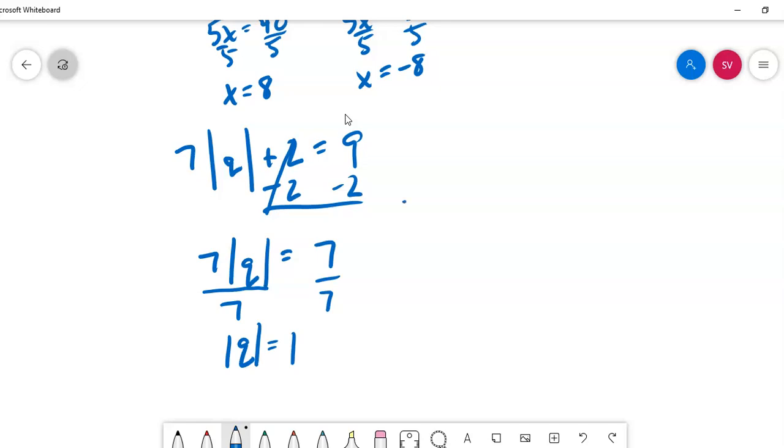So our two solutions are q is equal to 1 and q is equal to minus 1. You don't have to work it, but let's see if we're correct. Plug in 1: absolute value of 1 is 1. 7 times 1 is 7. 7 plus 2 is 9. Plug in minus 1. Absolute value of minus 1 is 1. 7 times 1 is 7. 7 plus 2 is 9. So that worked out.